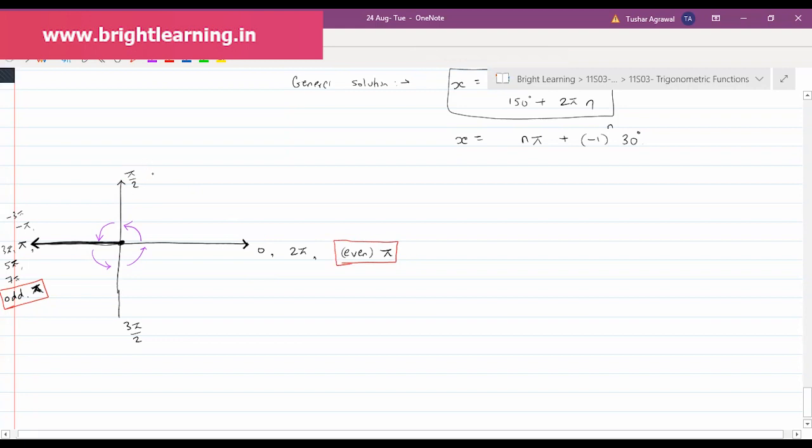is equal to the equivalent value is. So now, okay, just 1 minute, that I will tell you. If I tell you an even multiple of pi, this will take you to the positive x-axis.